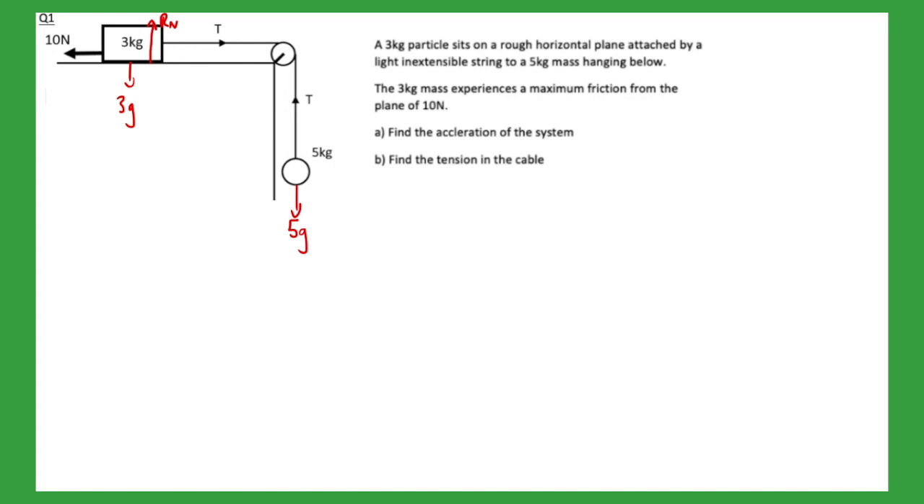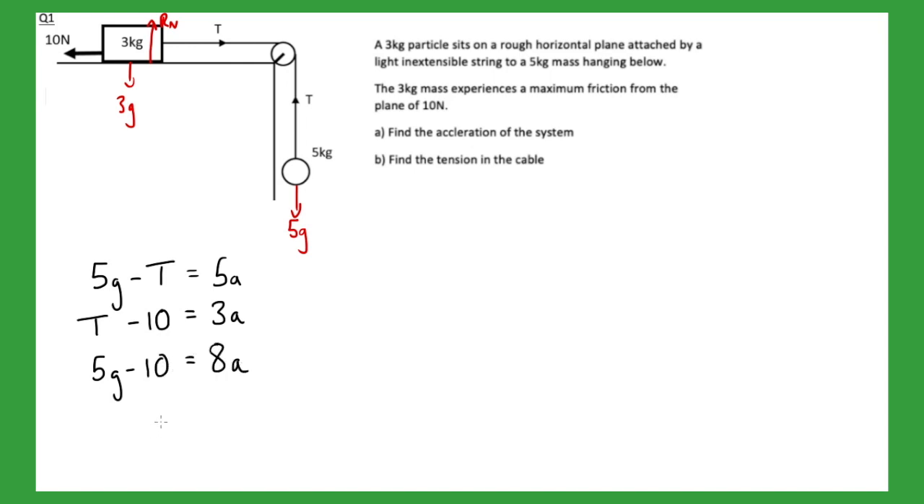So the first equation I'm going to write is a very standard one with the acceleration and the tension. So we're going to write 5g minus T equals 5a. And for this particle up here, we're going to write T minus 10 equals 3a. If we add them together, we get 5g minus 10 equals 8a. So a is going to equal (5g minus 10) divided by 8.